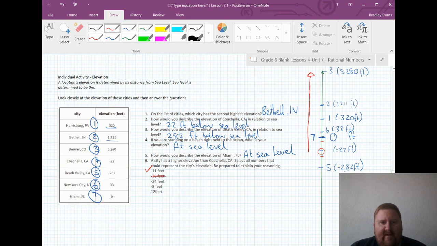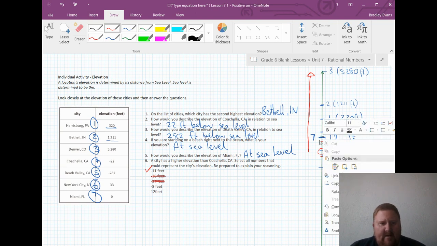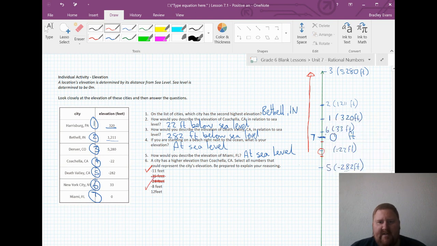Negative 24 feet. So I start at 0 and I have to come down 24. So remember, moving down, we're getting further away from 0, which means our elevation is lower. So no, it cannot be higher. Negative 8 feet. That means I'm just 8 feet away from 0. That's going to be even closer there. So yes, that could be one. And 12 feet, well, 12 feet positive is going to be above 0. So that's also one. So we have 3 options.